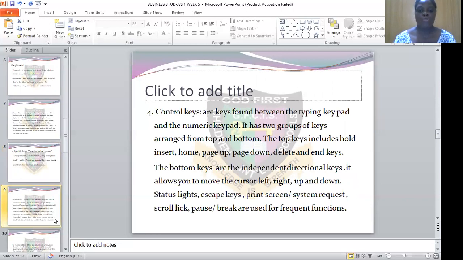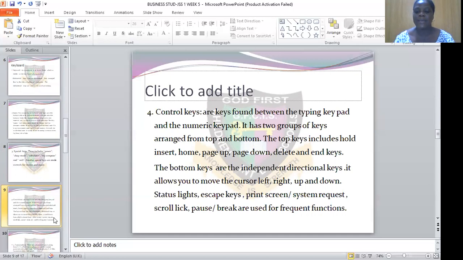Another one is the control keys. Control keys are found between the typing keypad and the numeric keypad. They have two groups of keys, arranged from the top and bottom. The top includes hold, insert, home, page down, page up, delete, and end keys. Those are the control keys.